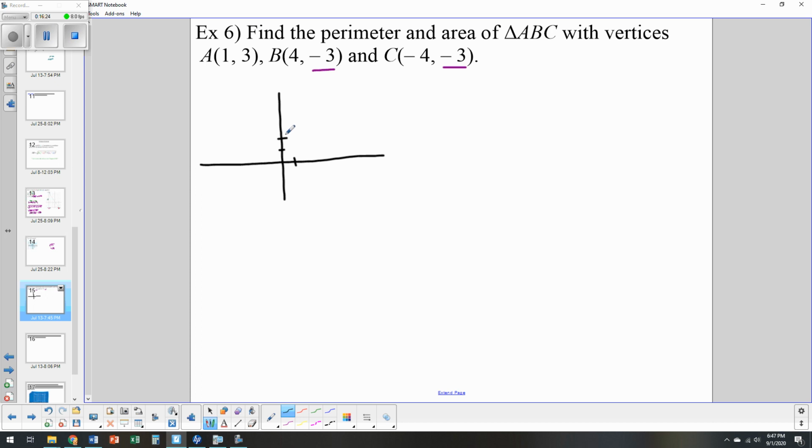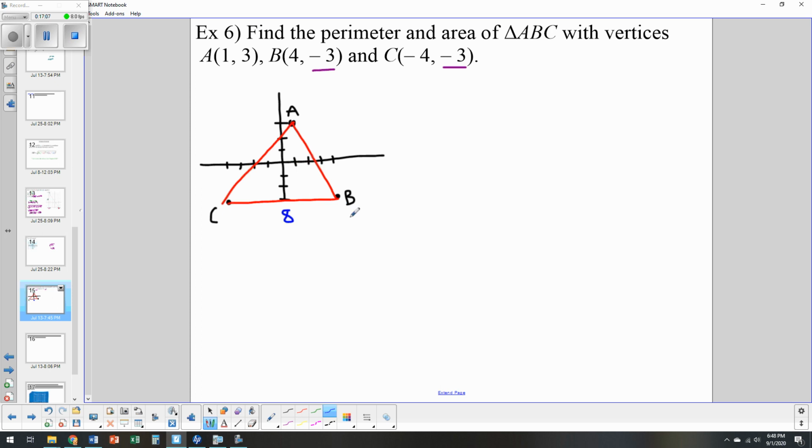I have 1, 3 is A, 4, -3 is B, and -4, -3 is C. So we're looking at a picture that looks something like this. I know that, like I said before, I can count to get from here to here. I'm going from the -4 here to the +4 here, and if I count it all the way over, I get 8. So BC is 8.